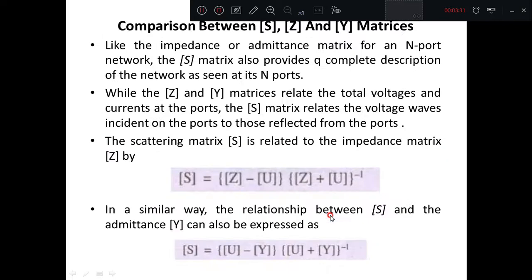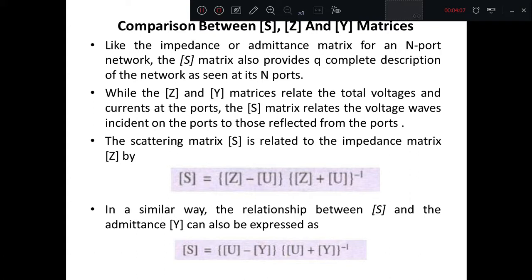And next we discuss a brief comparison between the S, Z and Y matrices. So what is the comparison between these three matrices, right? The first comparison is very simple. Like the impedance and admittance matrices for any n-port network, the S matrix also provides a complete description of the network, like the Z and Y matrices.